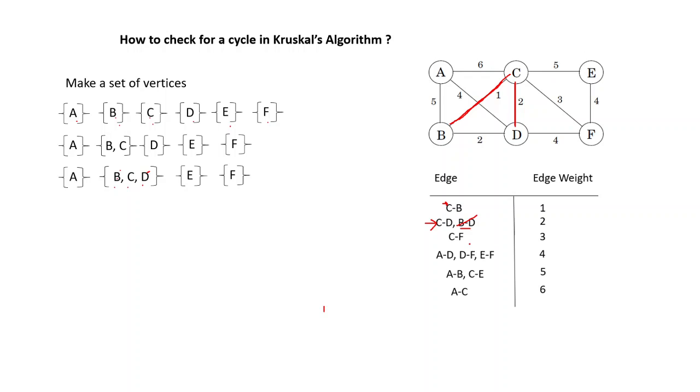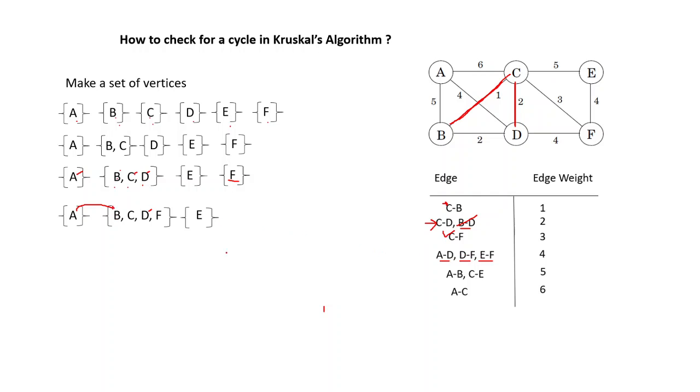Next we will check for the next node, that is C and F. Now C belongs to this set and F belongs to this set. So you can surely add B, C, D and F. That is, you can add this edge CF safely into your minimum spanning tree. Now next you have AD, DF and EF. Now A and D belong to different sets. So A and D, they don't belong to the same set. So you can safely add A to this set.